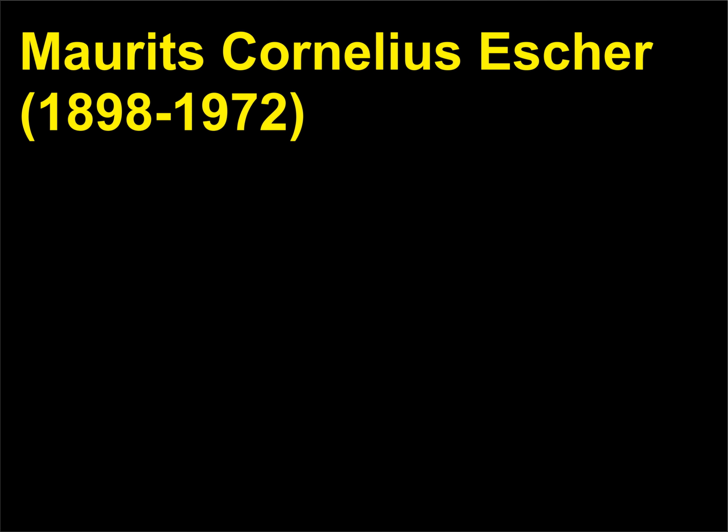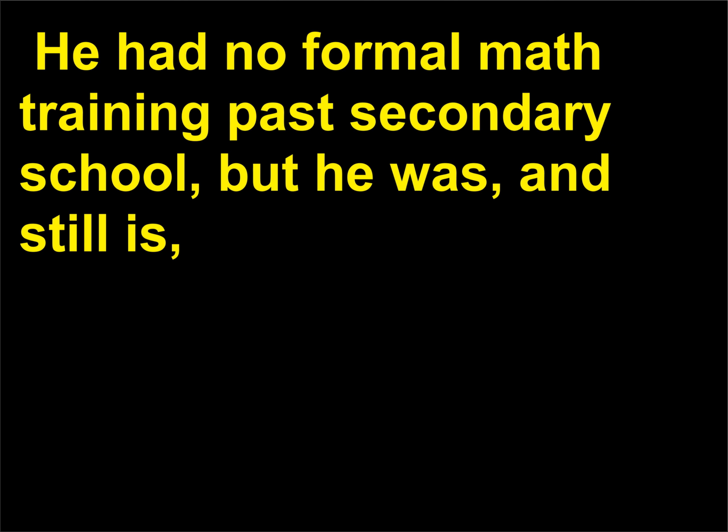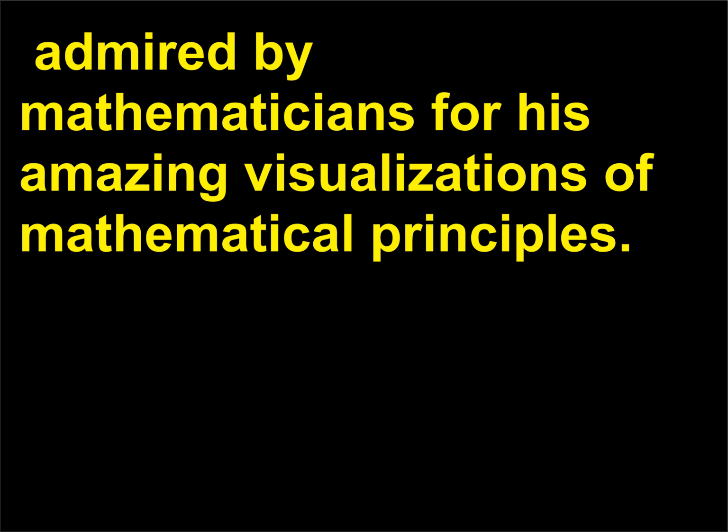Maurits Cornelius Escher, 1898 to 1972, was a Dutch painter famous for his mixing of art and mathematical concepts. He had no formal math training past secondary school, but he was, and still is, admired by mathematicians for his amazing visualizations of mathematical principles.